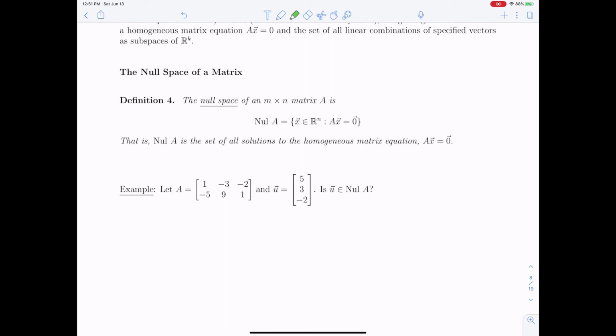The null space of an m by n matrix A is the set of all solutions to the homogeneous matrix equation Ax equals 0, and we write that as Nul A in this way.